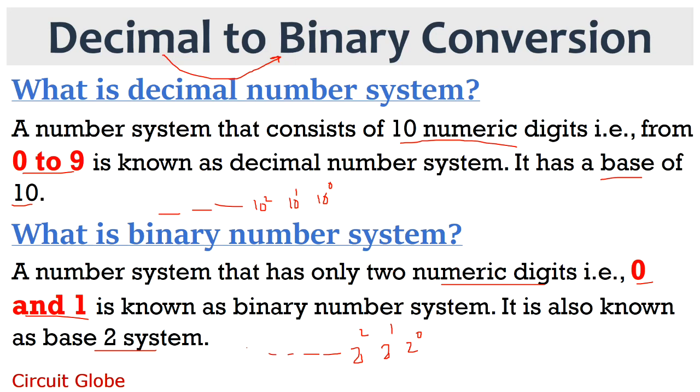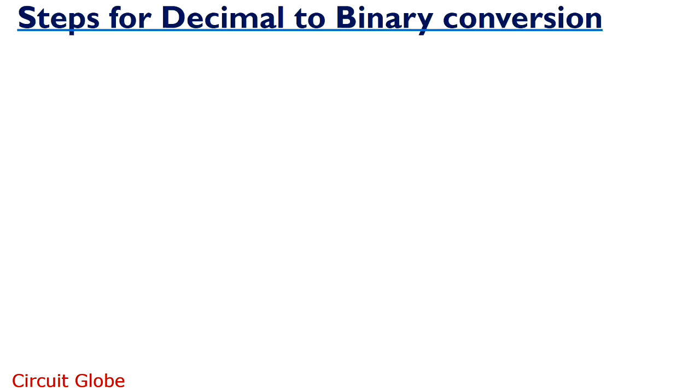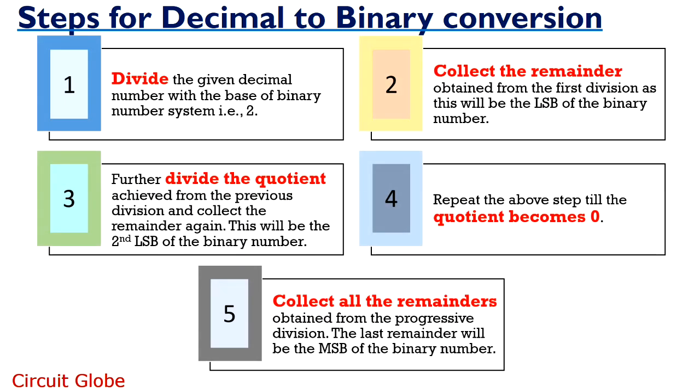So as we have seen that decimal number system has a base of 10 while binary number system has a base of 2. This means subscript represent the relevant base numbering system, while in case when a number has no subscript written, then it is assumed to be decimal by default. Till now we have seen what are decimal and binary number systems. Let's now see what are the steps needed to be followed to convert decimal number into binary number.